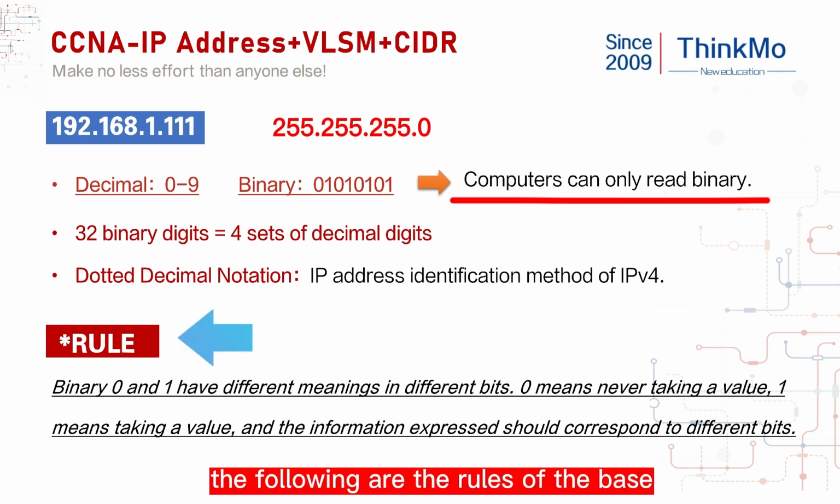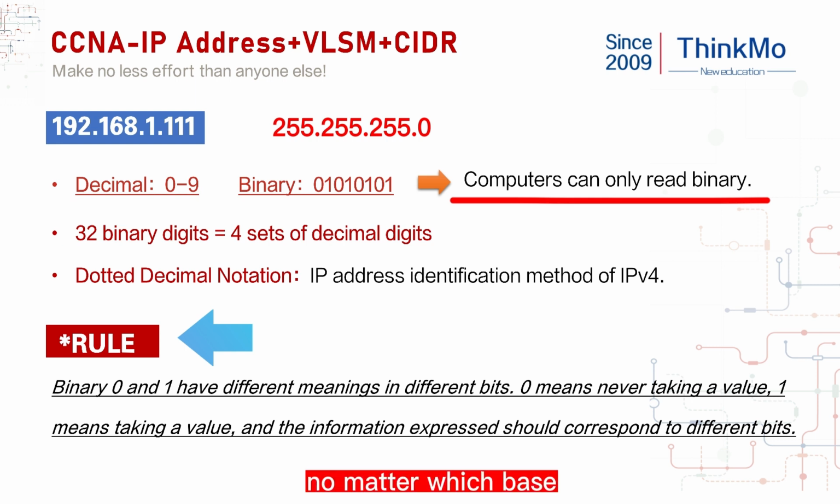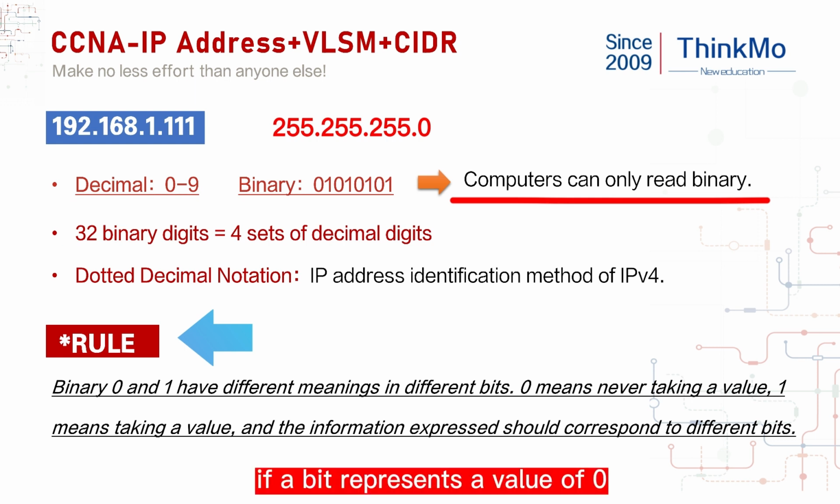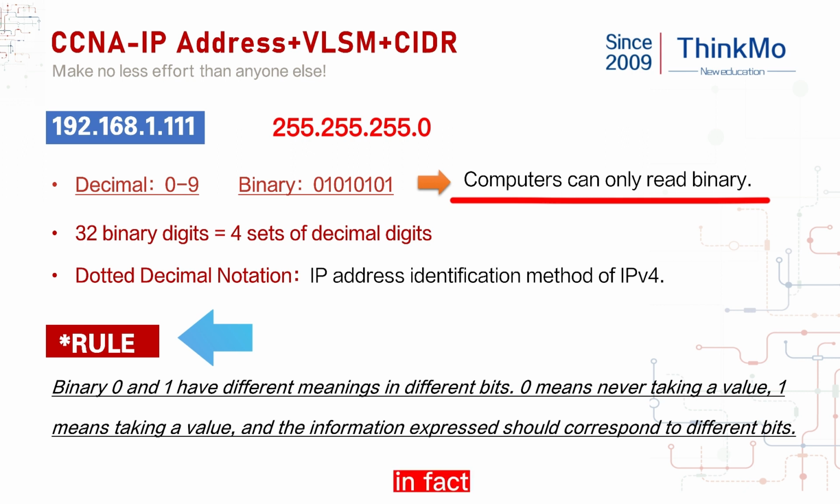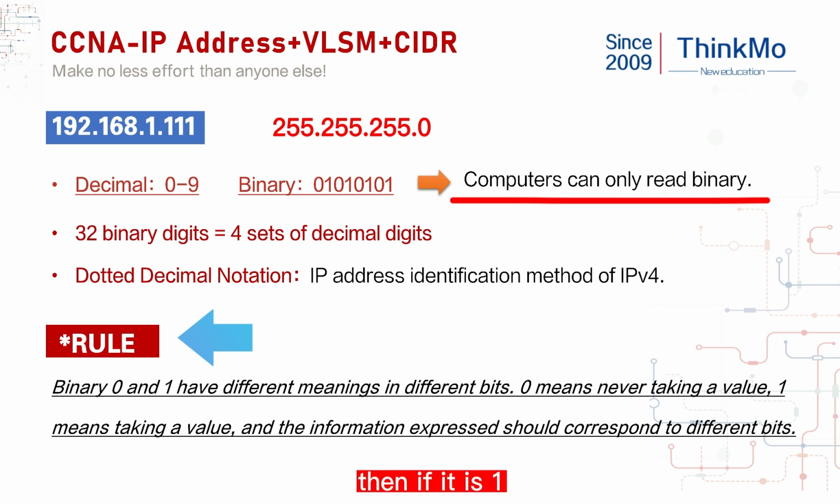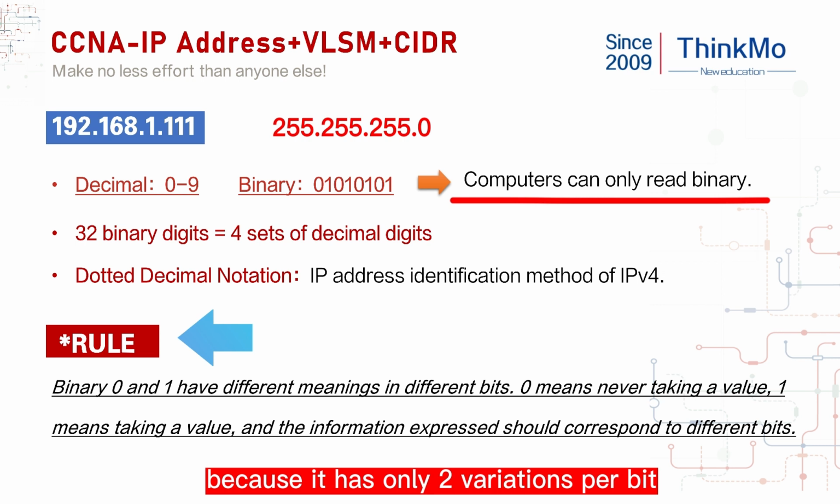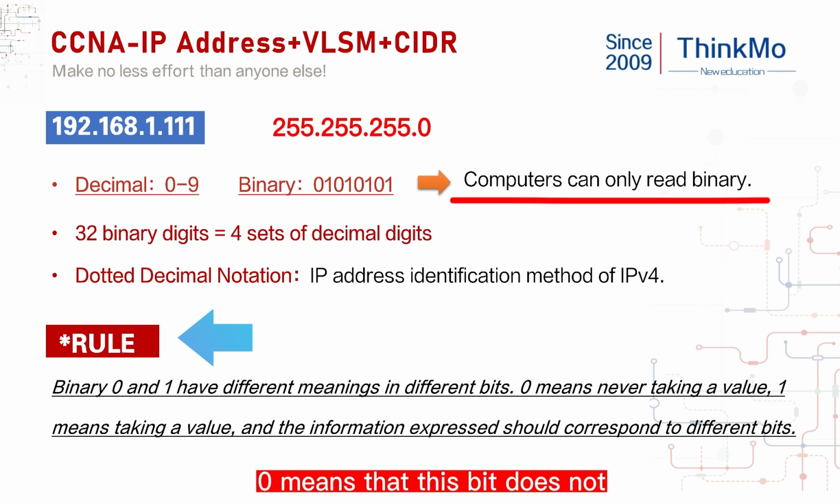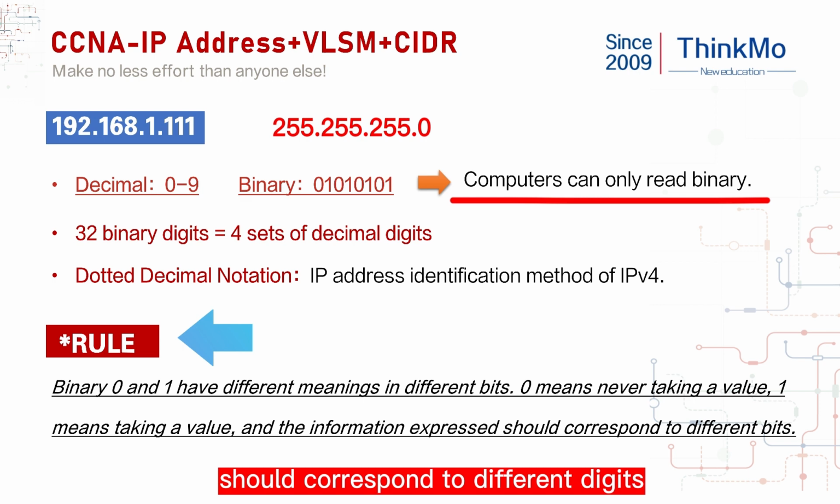The following are the rules of the base. Binary 0 and 1 in different bits have different meanings. No matter which base, if a bit represents a value of 0, in fact this 0 means that it will never take a value. Then if it is 1, it represents the value. Because it has only 2 variations per bit, 1 means that this bit has it, 0 means that this bit does not. And the information we express should correspond to different digits.